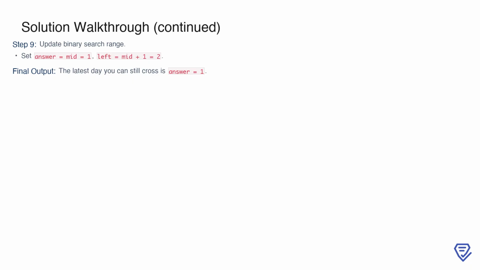With this result, we update the search range by setting answer to mid, which is 1, and increase left to mid plus 1, making it 2. As left now exceeds right, the binary search concludes. The latest day on which crossing is still possible is stored in answer, which is 1.